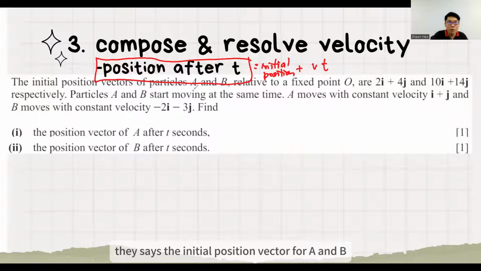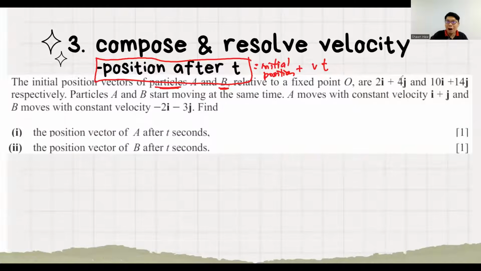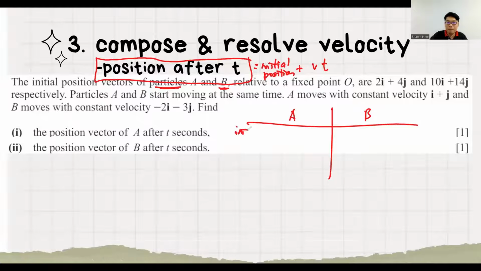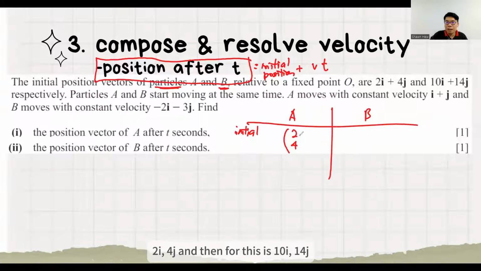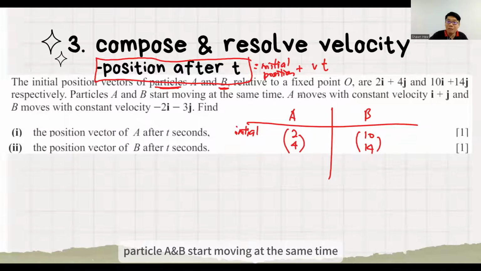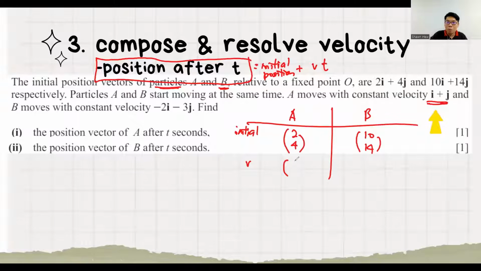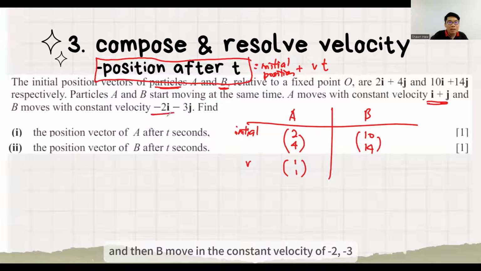This is the initial position vector for A and B. I write it down first. For A and B, the initial position is 2i 4j, and for B it is 10i 14j. And then they say particles A and B start moving at the same time. A moves with a constant velocity of i plus j. So we already have the velocity of A, which is 1i, 1j. And then B moves with a constant velocity of -2i, -3j.